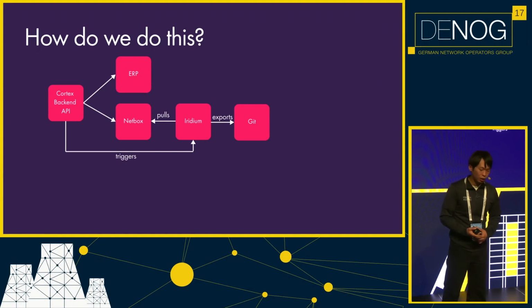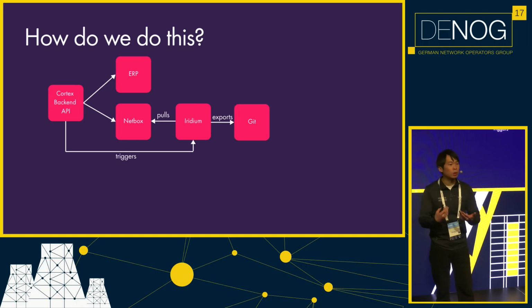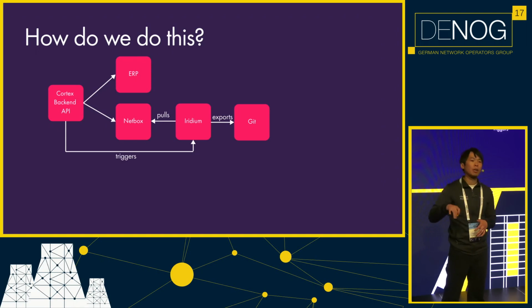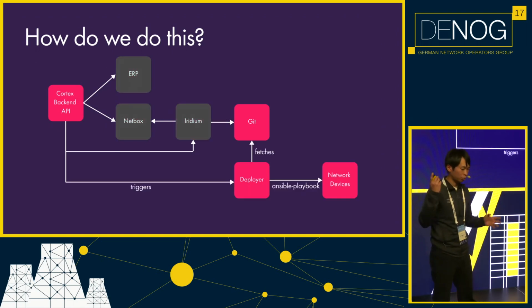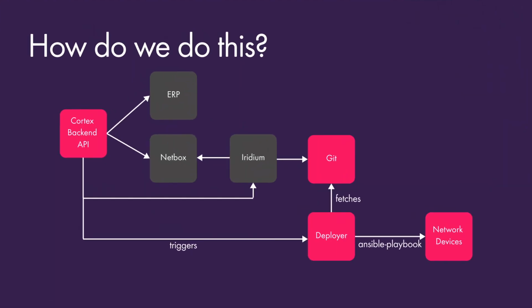After that, we have another system called Iridium that gets triggered. Once all the stuff is there, we trigger Iridium, which reads from Netbox and pulls all the necessary information out. Then it does some processing, translates it, and exports it to Git. These are basically the host variables for Ansible. Once everything lands in Git, Cortex does the next step. It triggers what we call the deployer, which fetches the latest host variables from Git, runs the Ansible playbook, and pushes everything out to network devices.